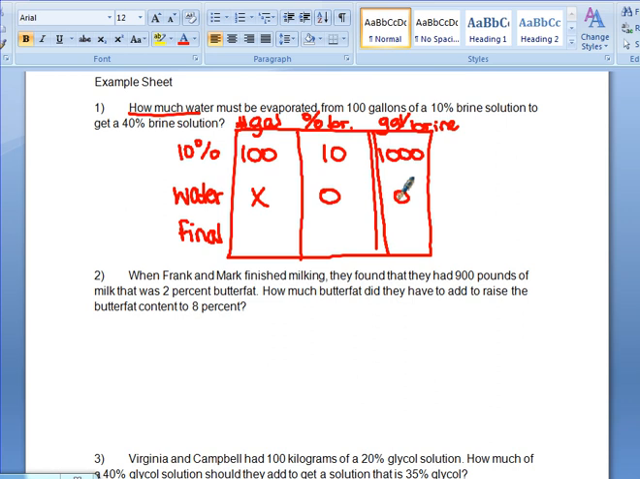And then for our final, we're taking away the water from the 100. So we have 100 minus x, 10 and 0. We're ending up with a 40% brine solution, so that's going to go in our final percent. And then 100 minus x times 40 is 4,000 minus 40x.